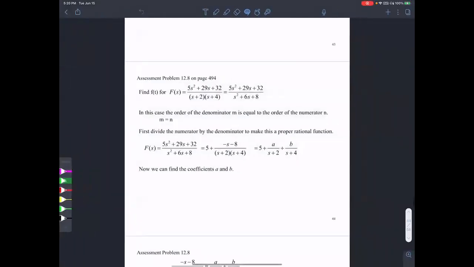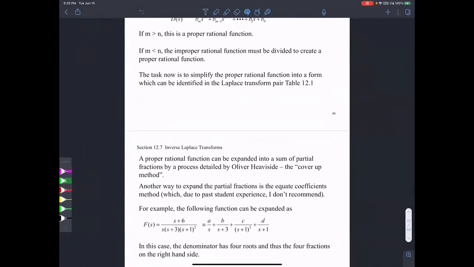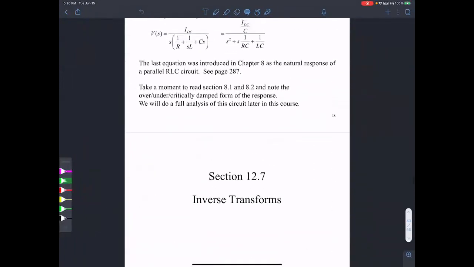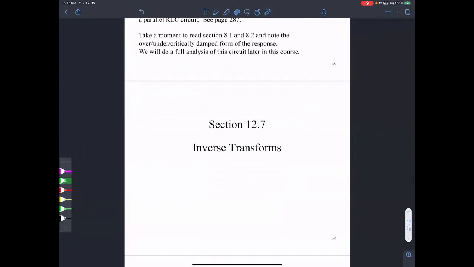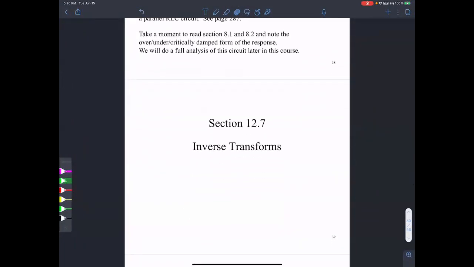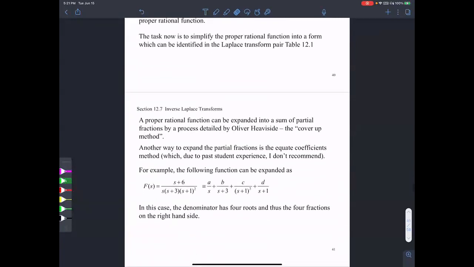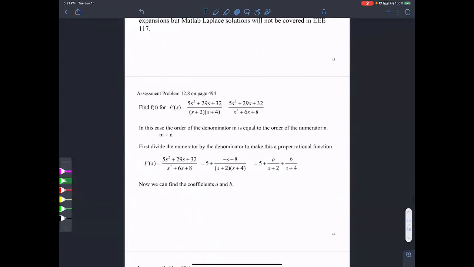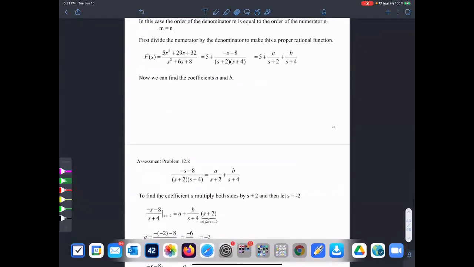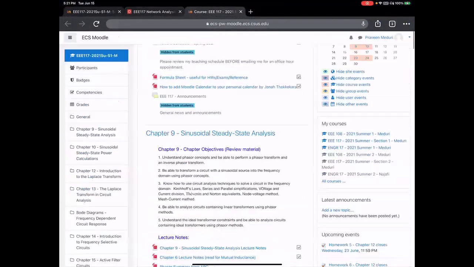If you go back to the notes posted for this class, there should be a section 12.7 that talks about inverse Laplace transforms. I'm going to leave that as an exercise for you. We will not be meeting tomorrow, Wednesday, or on Thursday. What I want you to do is go through these notes, and of course go through the videos by Russ Tetro.